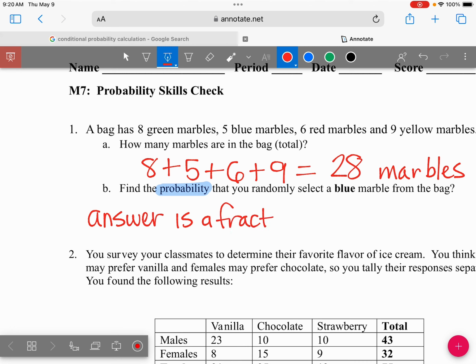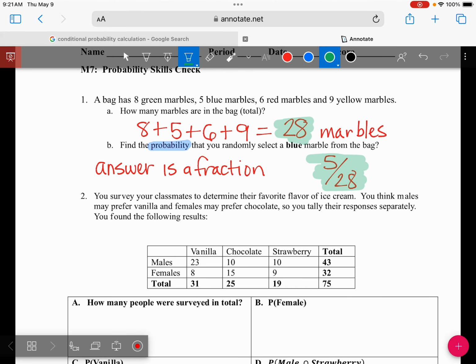So a lot of people put 5. That's not the answer. It's 5 out of 28. So this is the answer to part B. And this is the answer to part A. All right, any questions about number 1 or 2? All right, now let's look at our chart.